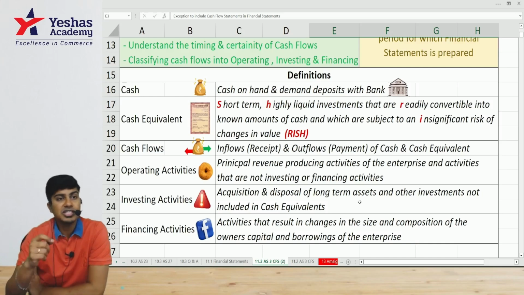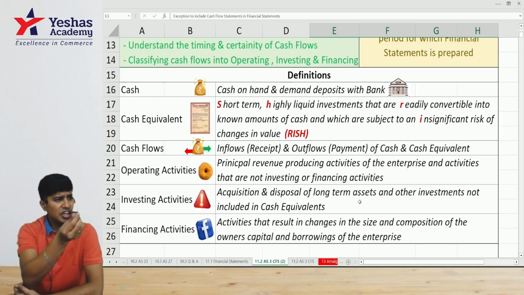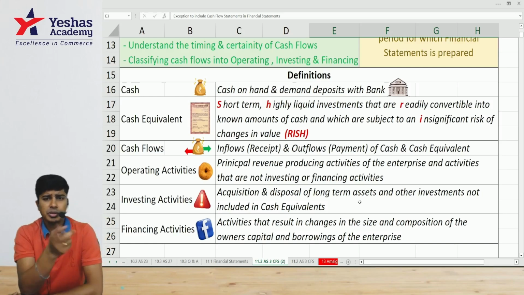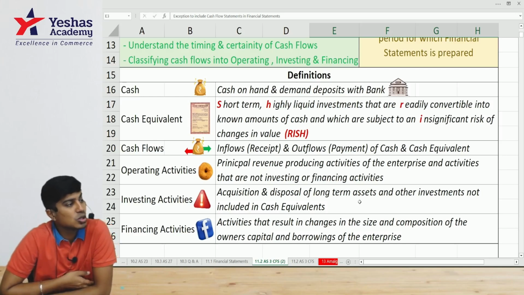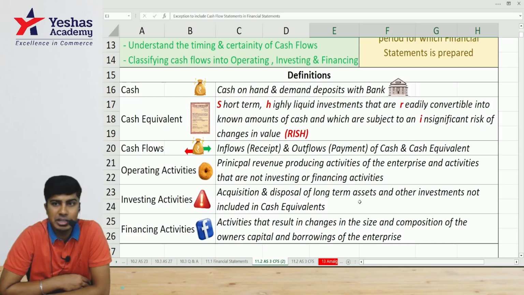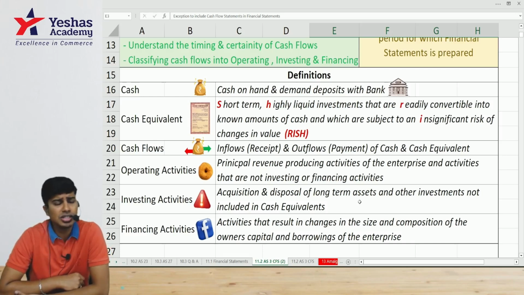Whenever we say cash, what all does cash include? Cash includes currency notes. You have notes, you have coins, both are considered as cash. Other than that, if you have money in the bank, that is also considered as cash. Sir, but money in the bank, isn't it cash equivalent? No, money in the bank is cash provided it is a demand deposit.